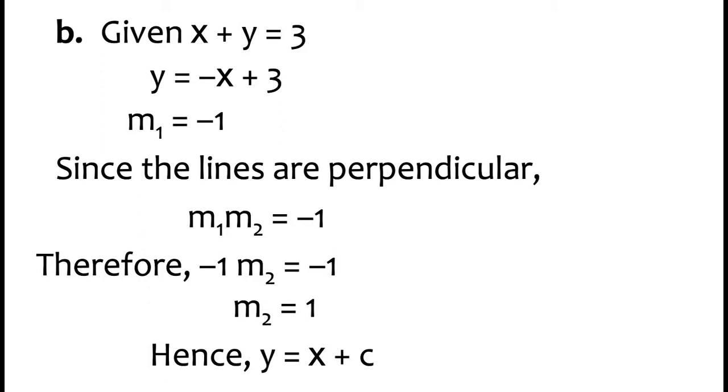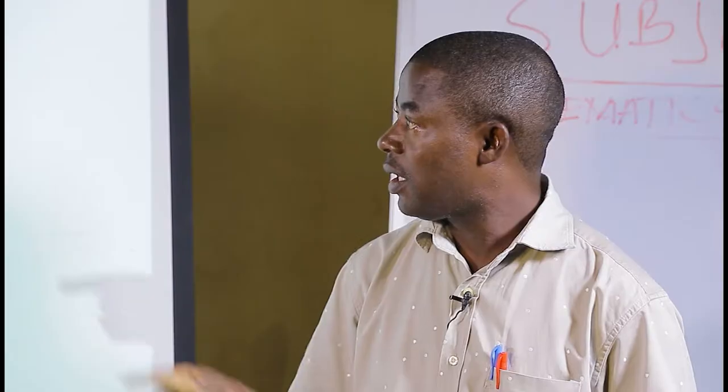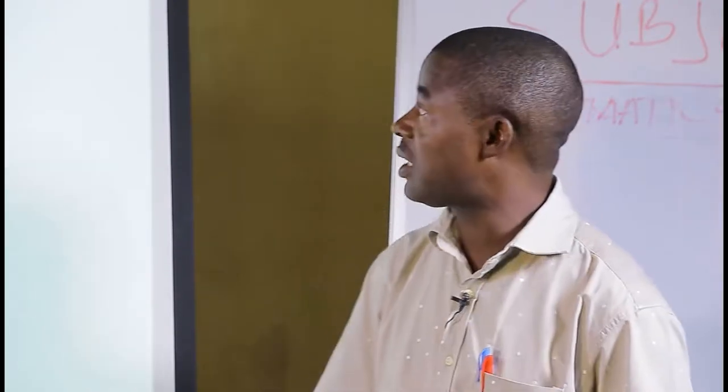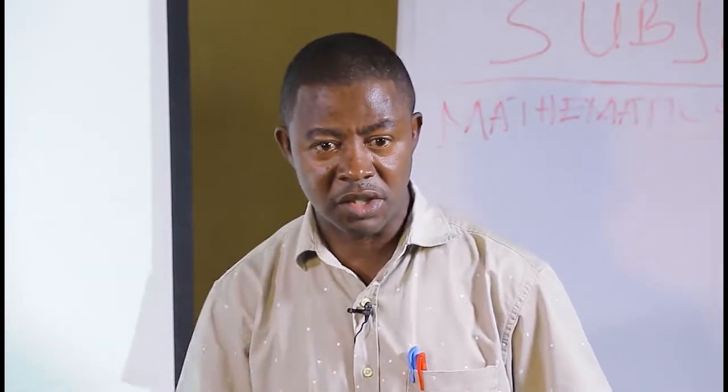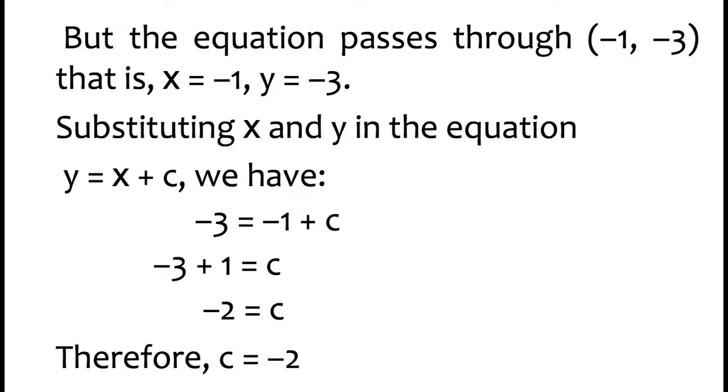Hence, the equation y equals mx plus c becomes y equals x plus c. We need to find the value of c as our constant. You go back to the information given in the question. The line passes through (-1, -3). It means our x is -1 and our y is -3.